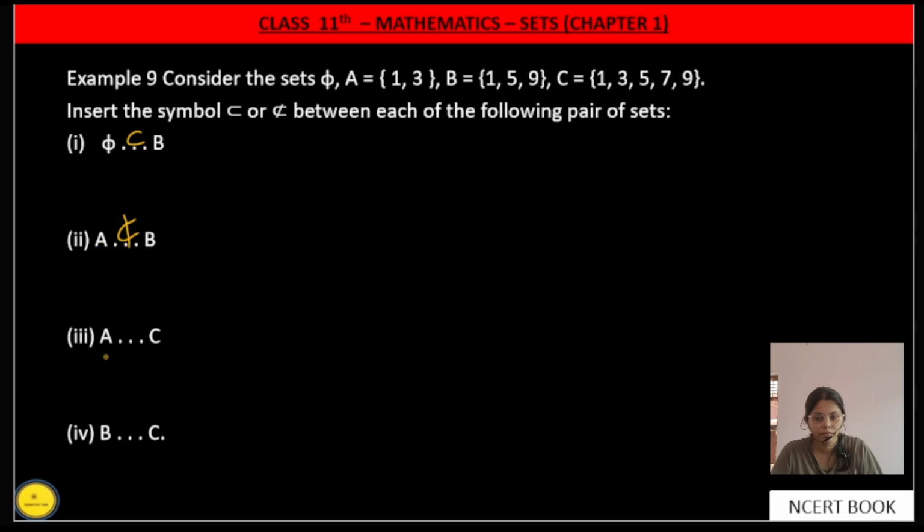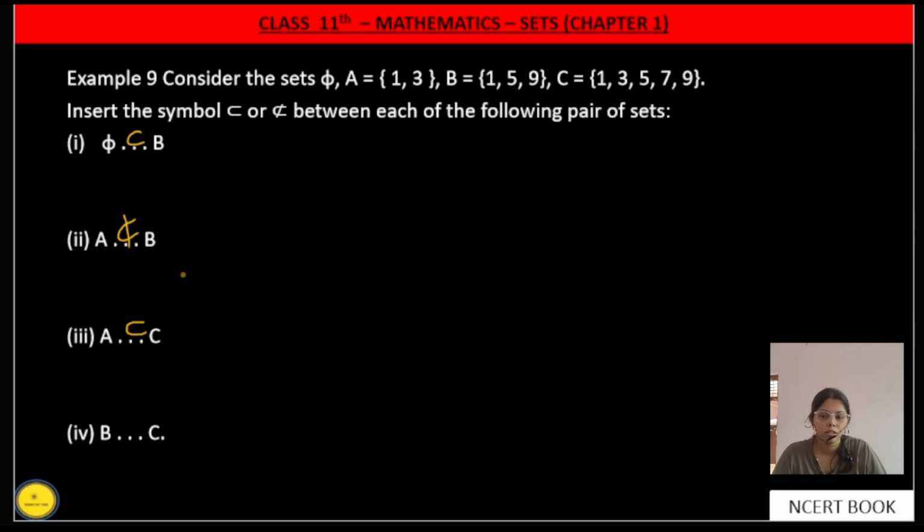Now the next is A blank C. We can see that A contains 1, 3 and C contains 1, 3, 5, 7, 9. So we can say that yes, A is a subset of C.